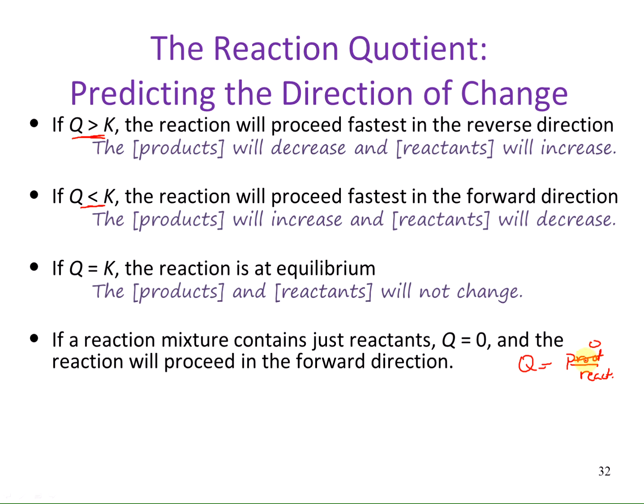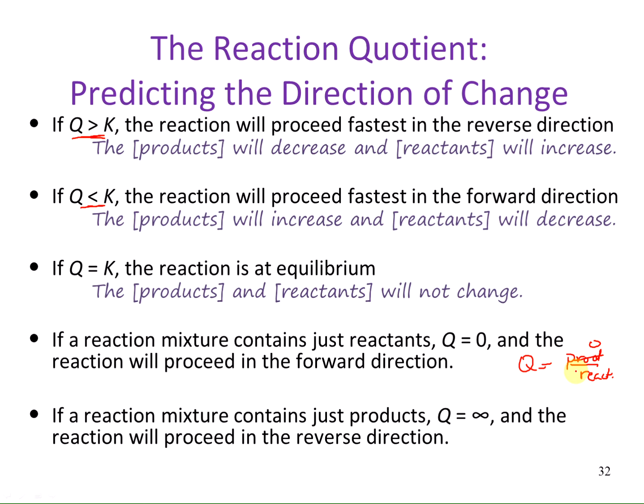Let's look at the opposite of that. Let's say the reaction mixture contains just products. Well, again, remember Q is products over reactants. And if you don't have any reactants there, you've got a 0 in the denominator. That's undefined, and Q approaches infinity. So to fix this, to reach equilibrium, you've got to start producing some reactants. So the reaction will proceed in the reverse direction.